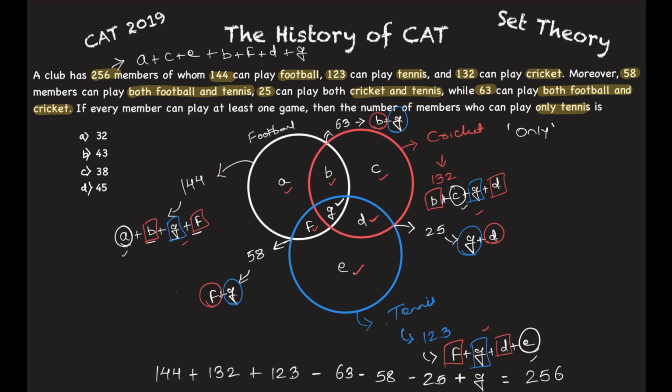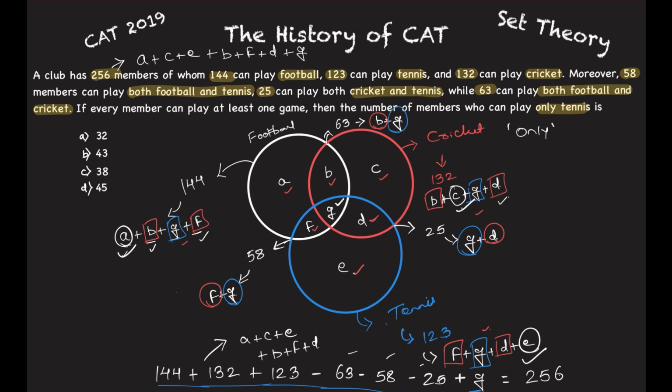So with this entire thing, what do you get? You get A plus C plus E, as I told you initially. Then there was a repetition of B. B was repeated twice, F was repeated twice, and D repeated twice. You take out one F, one B and one D. So what you are left with is plus B plus F plus D.